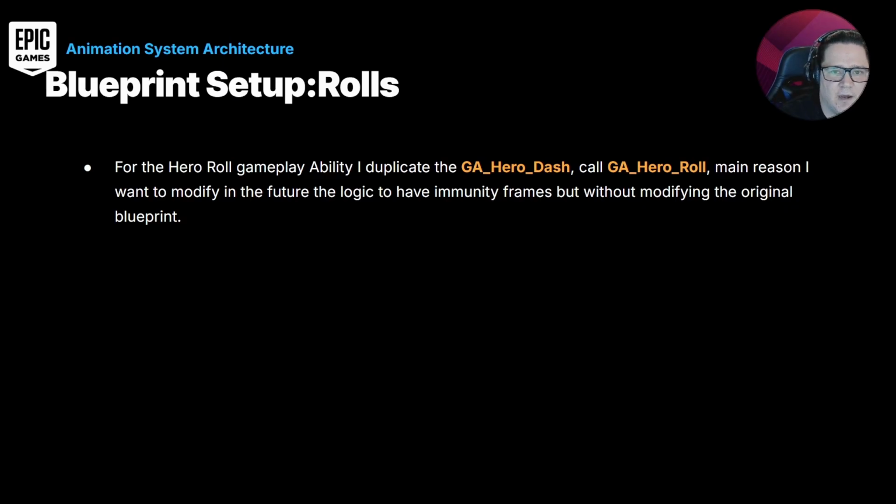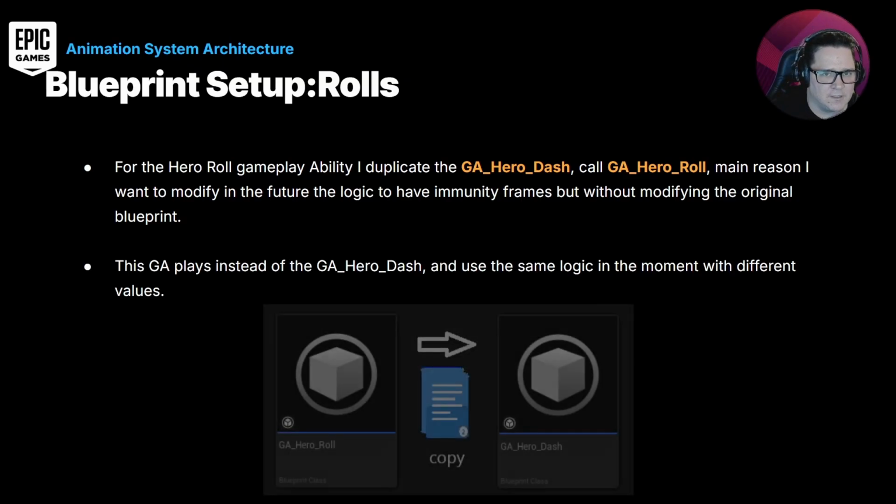Because in this case, the idea of the hero roll is that it's more like a short distance roll that is more like avoiding attacks and being able to counter attack, while the hero dash is more like a movement thing or getting to a closer distance. So that is the main reason why I wanted to separate both of them into different abilities and not have a hierarchical connection between them.